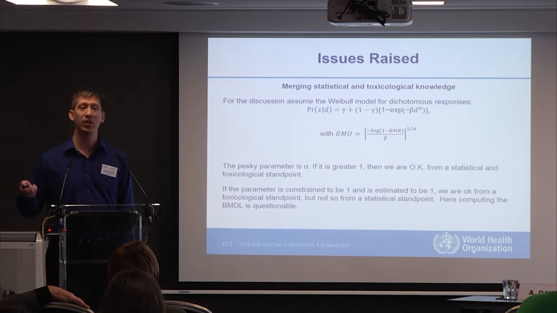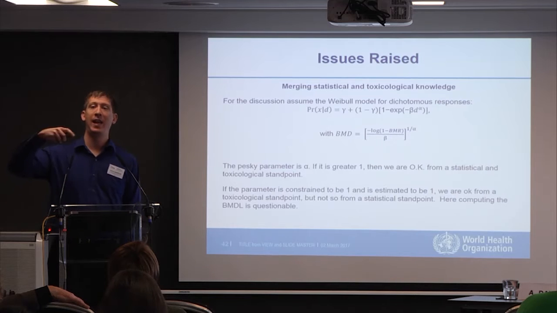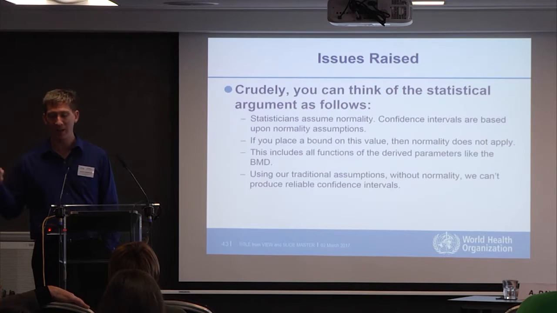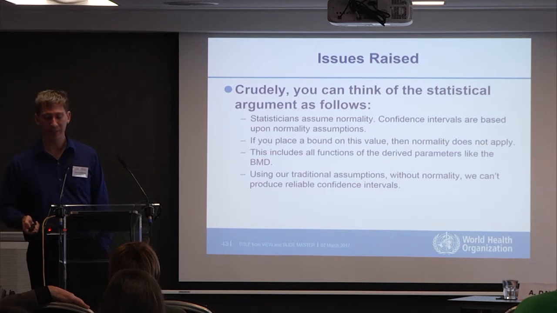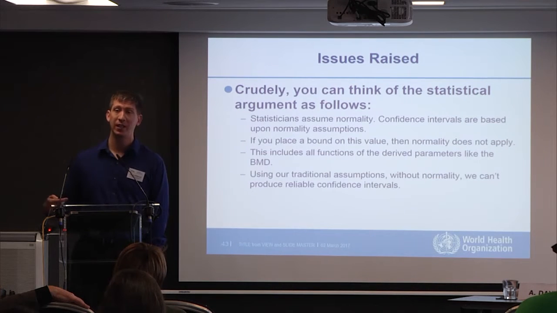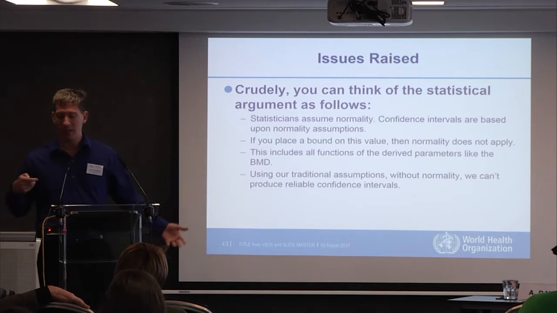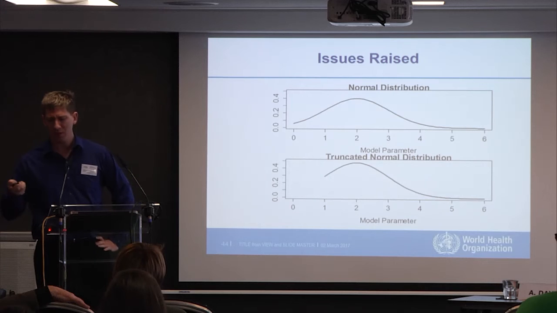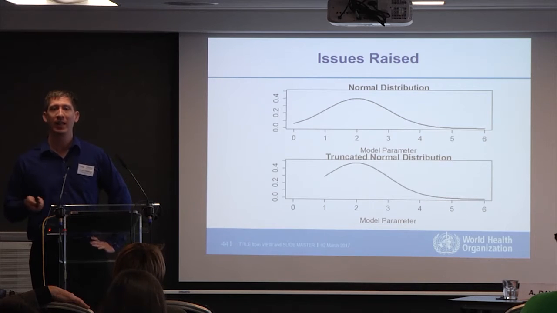So if I truncate one of those parameters, any estimated quantity from there is automatically suspect. Using our traditional assumptions without normality, standard testing doesn't apply. We can't produce reliable confidence intervals. So pictorially, I like to think of this.